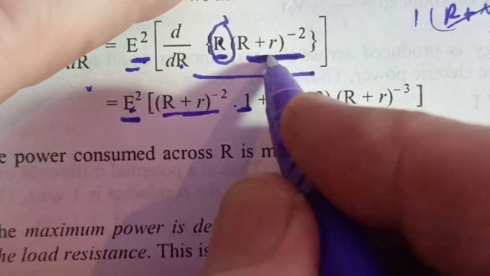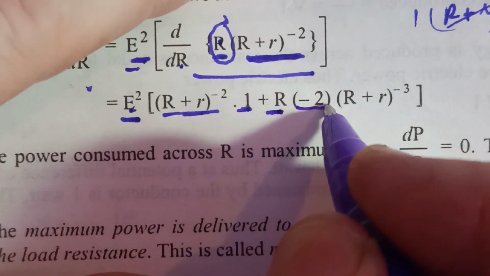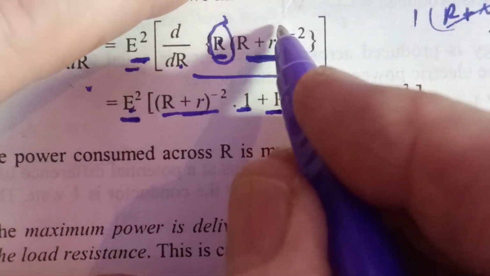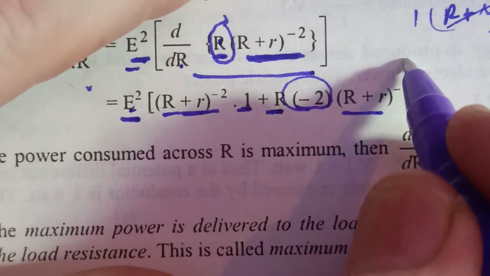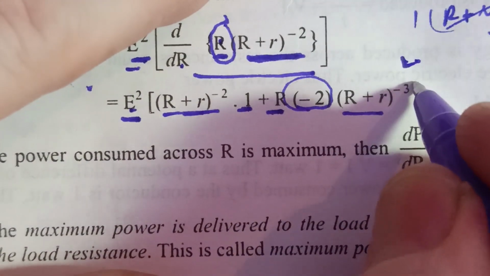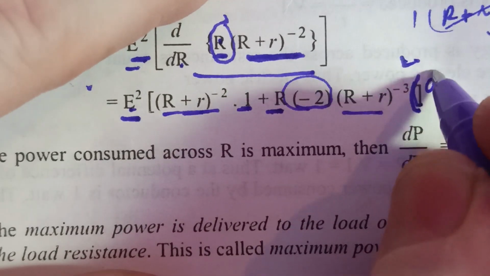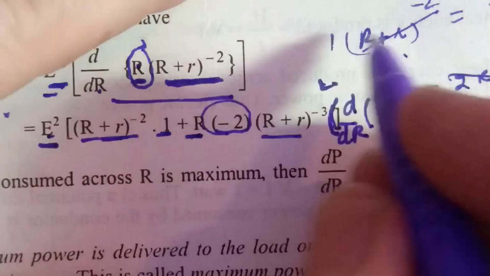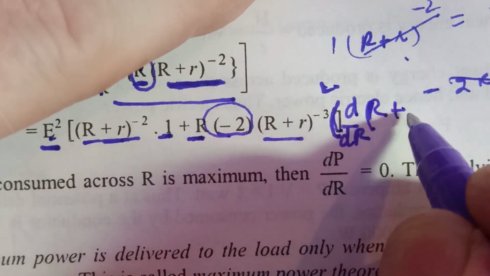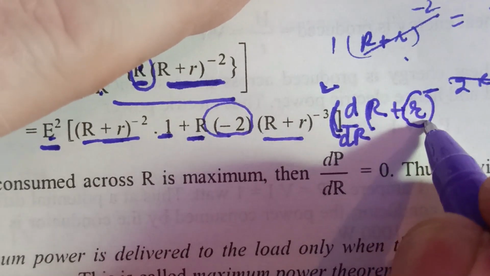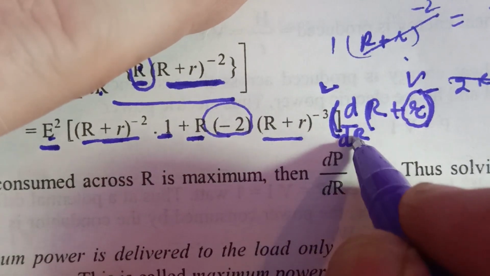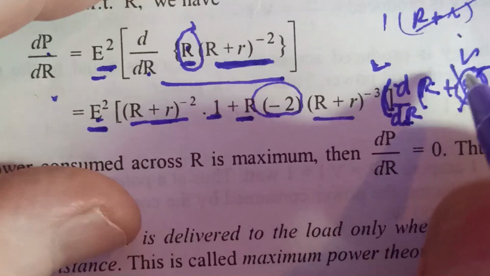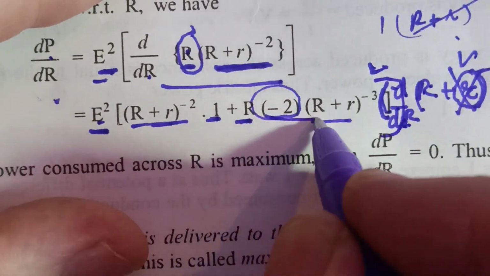differentiation of this function. So it is minus 2 times the bracket raised to power n minus 1. N minus 1 means minus 2 minus 1, which is minus 3. Then also the differentiation within the bracket. The bracket is capital R plus small r. This differentiation is 0 because capital R is not a function of small r. Then dr over dr is 1. And we are left with only this term.